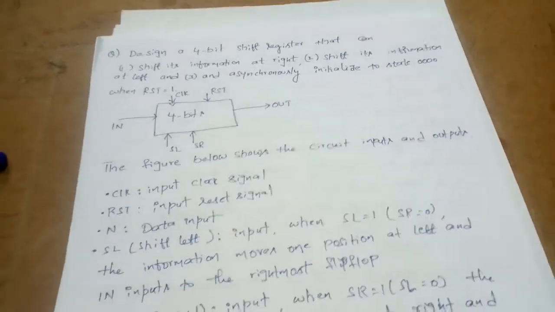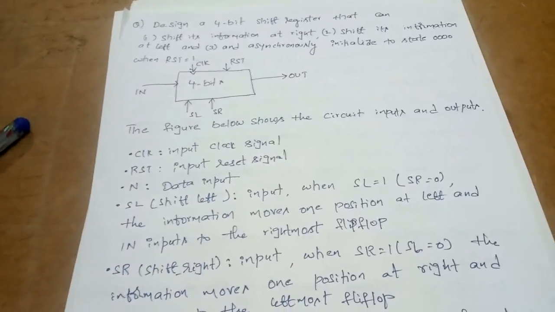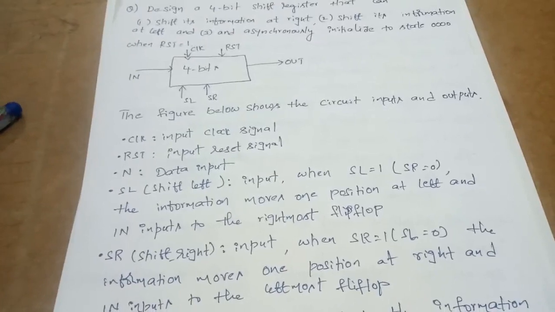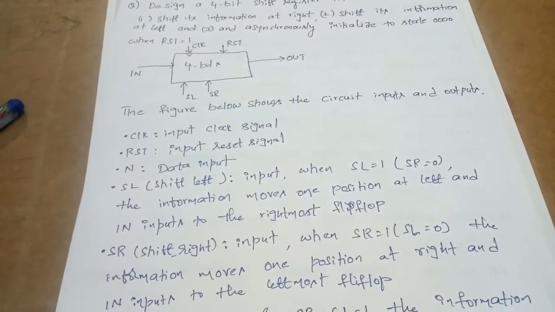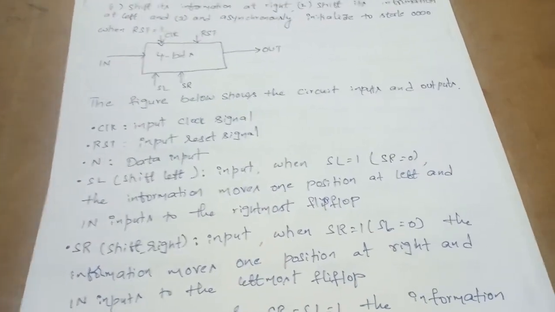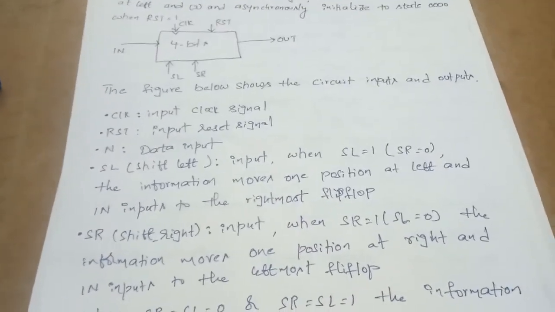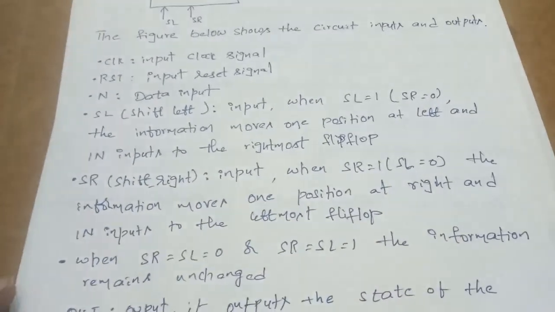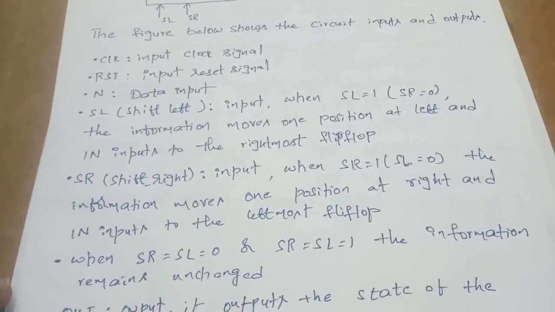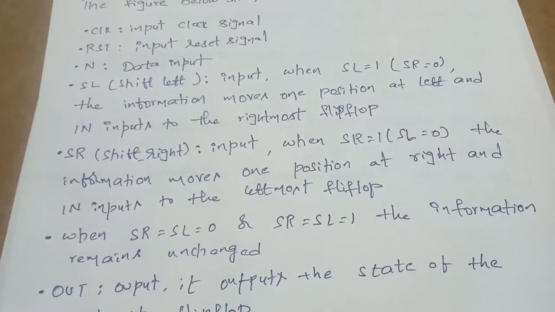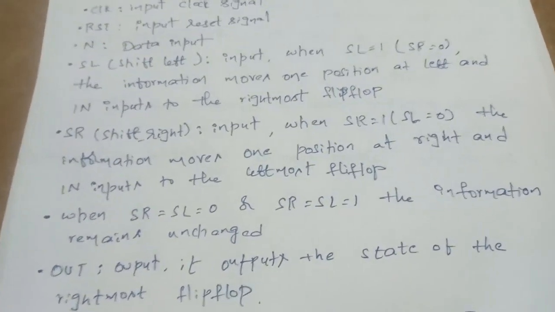As per the problem, if SL is equal to 1, that is shift left, the information moves one position to the left, and if SR is equal to 1, that is shift right, the information moves one bit position to the right. The input is given to the leftmost flip-flop. When SL and SR are both 0 or both 1, the information in the shift register will be unchanged, and out is the output connected to the rightmost flip-flop. So let us see the answer here.